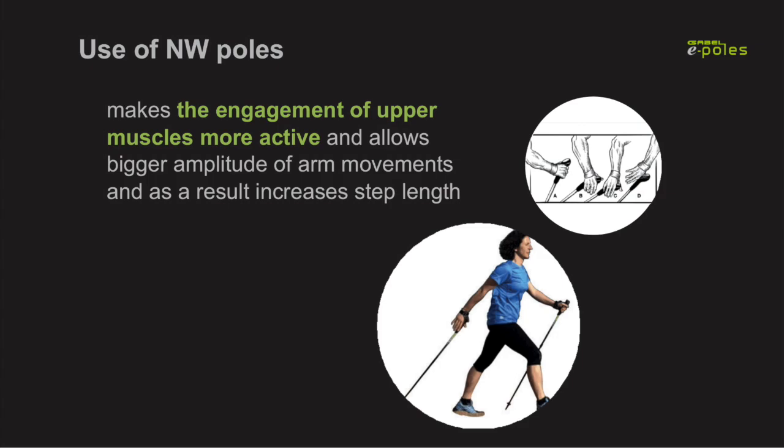The use of poles makes the engagement of the upper muscles more active, and that allows bigger amplitude of the arm movements, and as a result increases step length, but with regular biomechanics of the body. And it creates a balanced contraposition between rotations of the scapula or shoulder girdle and the pelvic girdle. The formed amplitude of movements of upper and lower limbs is superior to that of ordinary walking without the poles.